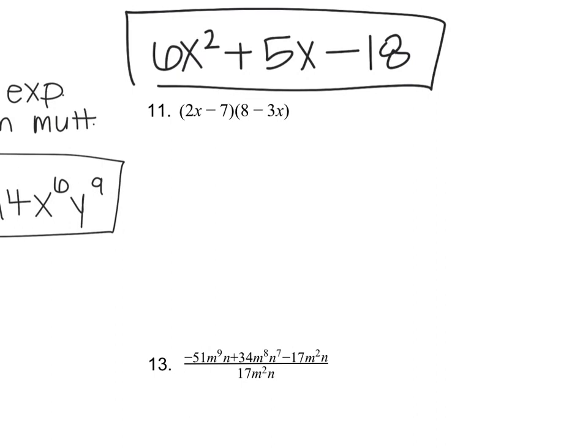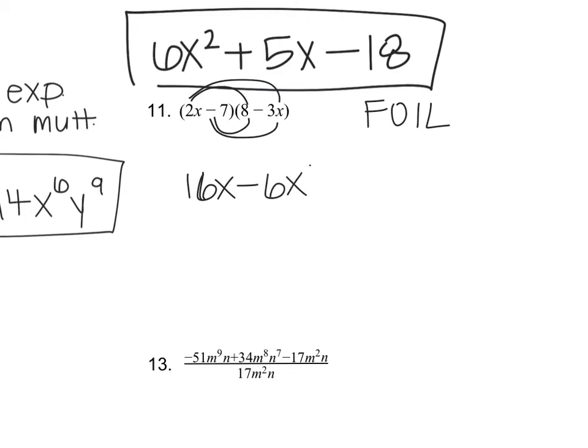Our next type of multiplication problem is a binomial times a binomial. So what we want to do here is use FOIL. Everything in the first set of parentheses is going to multiply to everything in the second set of parentheses. When we do 2x times 8, we're going to get 16x. 2x times negative 3x is going to give us negative 6x squared. Negative 7 times 8 is negative 56. And then lastly, negative 7 times negative 3x is going to give us positive 21x.